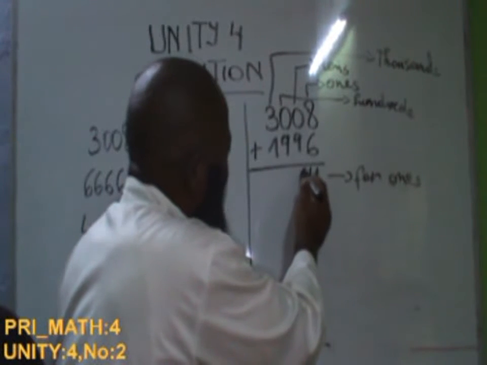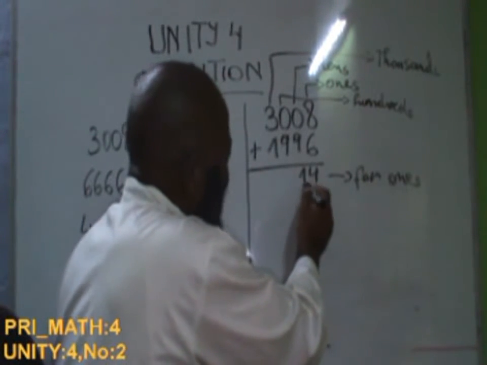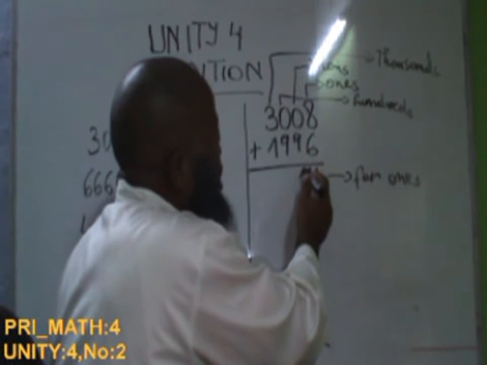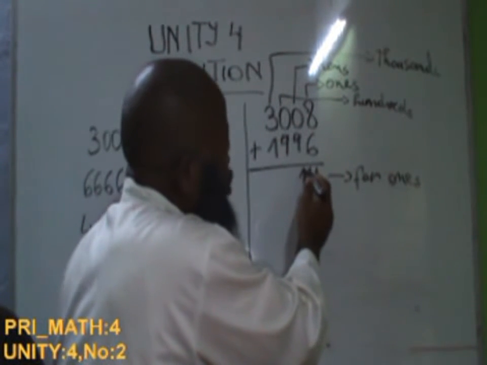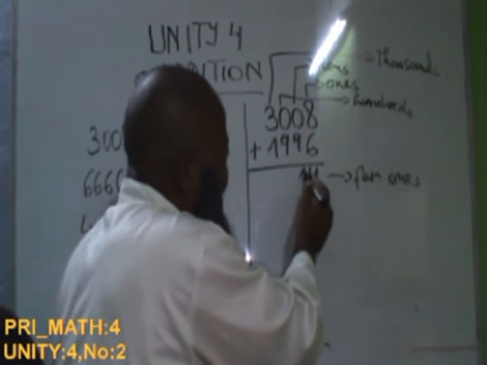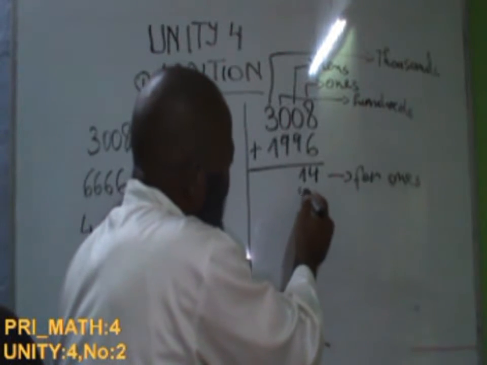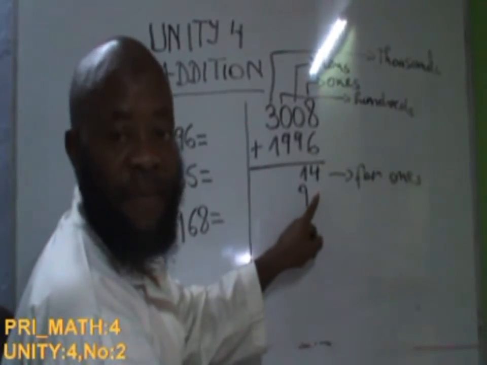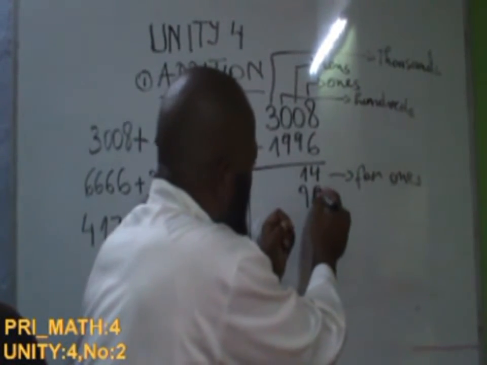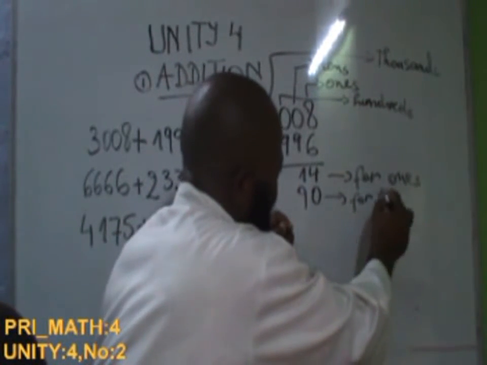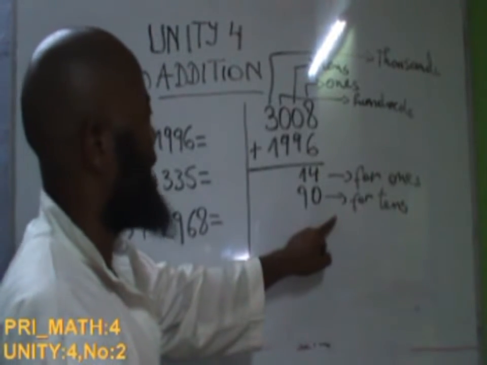Here is our tens value, because the tens value is always the second digit from your right to the left in a number. And this one is our second digit. So I write 9 here. And I have an empty value here. I add 0. Notice 4 tens. This result is 4 tens.